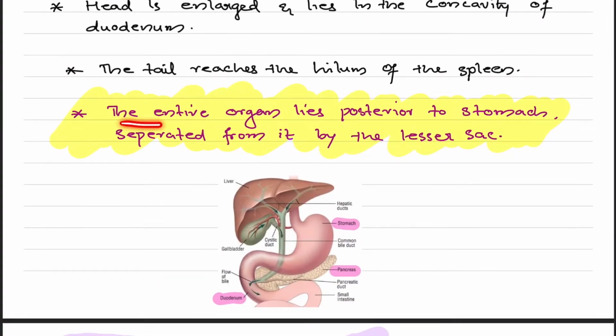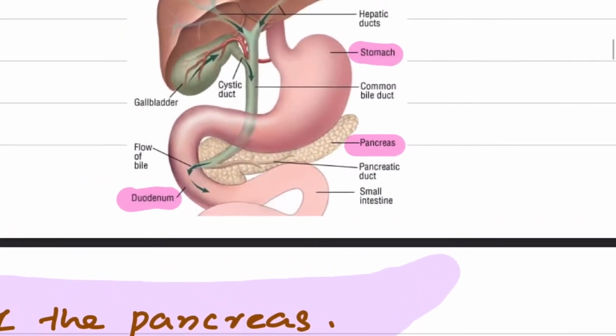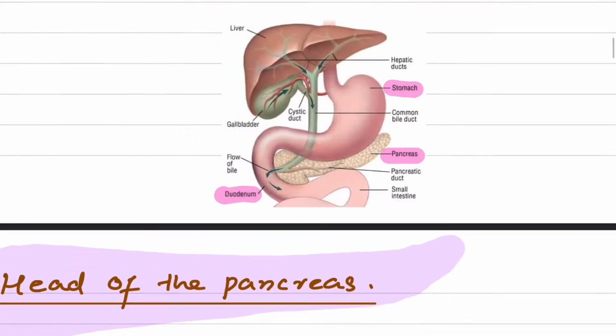Next, the entire organ lies posterior to the stomach and is separated from it by the lesser sac. So the pancreas lies behind the stomach. The whole pancreas is situated behind the stomach. Between the stomach and pancreas we have the lesser sac. So the pancreas is separated from the stomach by the lesser sac.